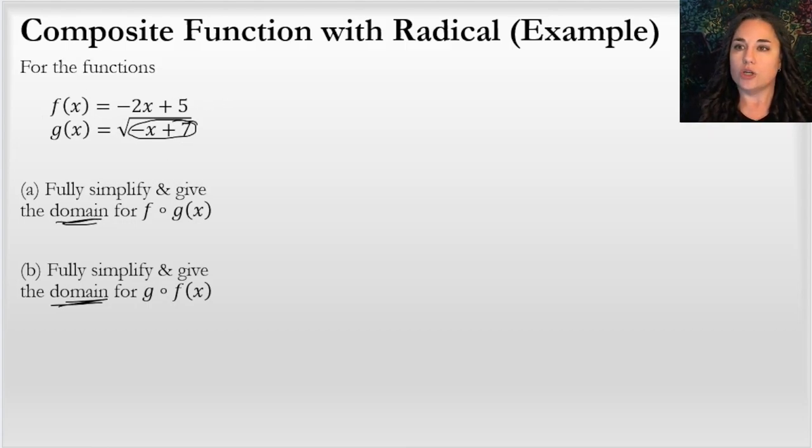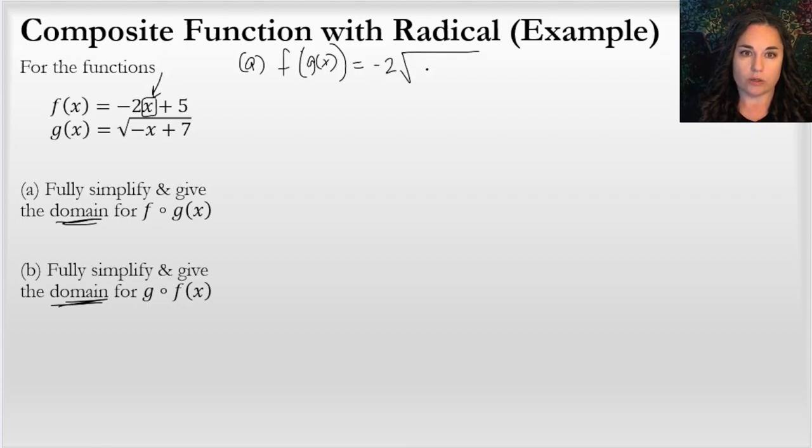Okay, so let's look at this first part. Part A asks, find f of g of x. So I'm going to take g of x and put it in f. Wherever I see x in here, that's where I'm going to put g. So I'm going to get negative 2 times g, and g is the square root of negative x plus 7.